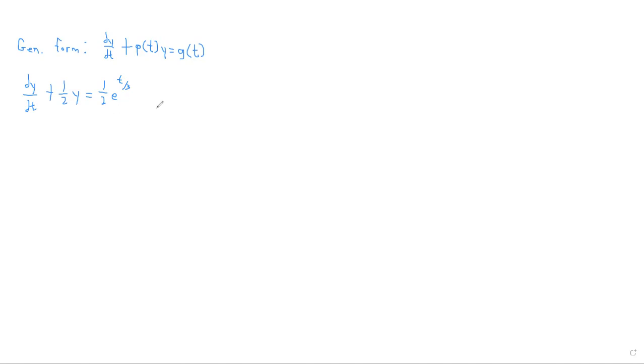So first identify your P of t and G of t. So P of t is a constant. It's 1/2 in this question. And G of t is 1/2 e to the power of t over 3.